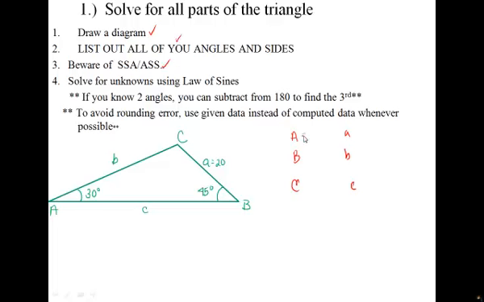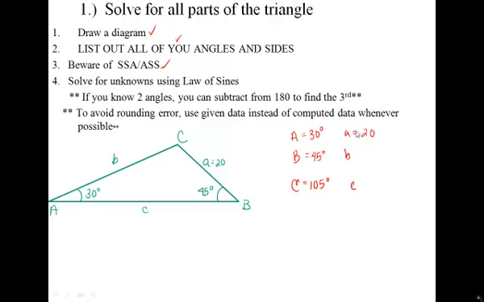Oh, I do want to list out everything that I know. So I do know that this is 30 degrees. I do know that big B is 45 degrees. And then I do know my little a is 20. And what I could technically go ahead and do is this is 105 degrees.